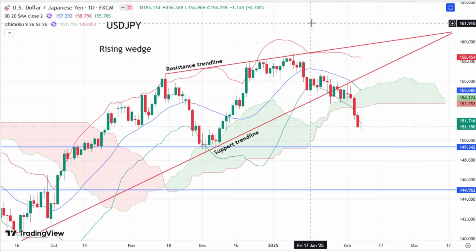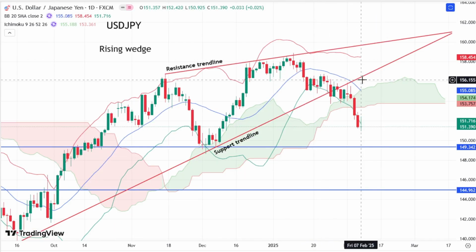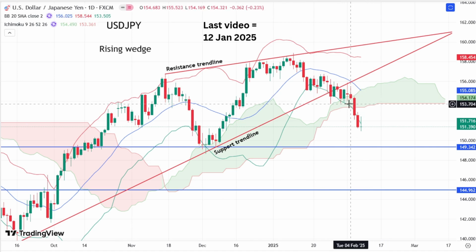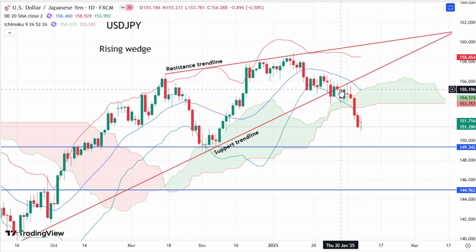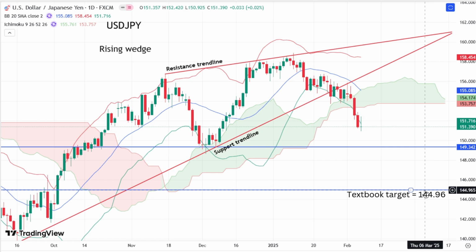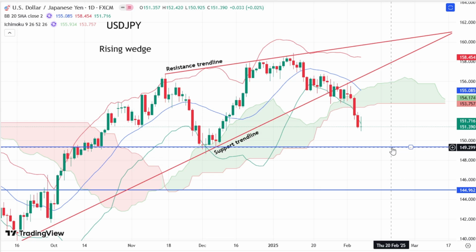I highlighted dollar yen's bearish potential in the video on the 12th of January. This rising wedge was completed on the 27th of January, tilting dollar yen into a bearish outlook with a textbook target at 144.96. But watch out, there is a support at 149.34 that can bounce dollar yen higher when tested, and if this happens, dollar yen has a chance of forming another bearish pattern. But that is a story for another video.